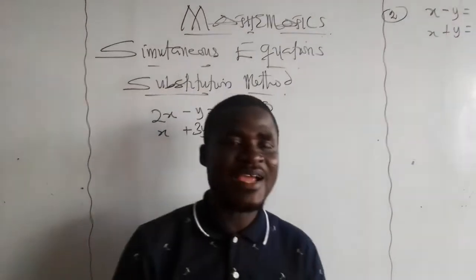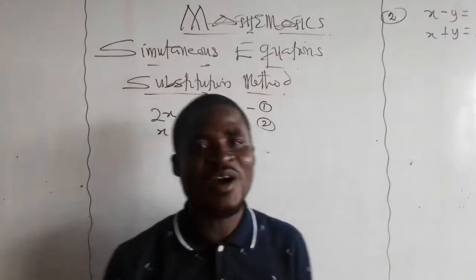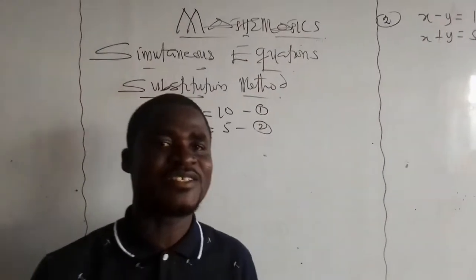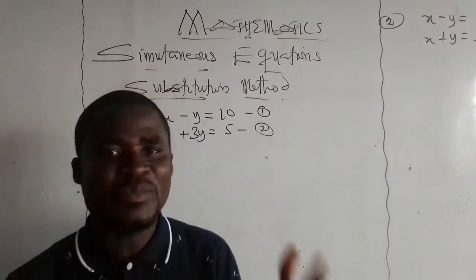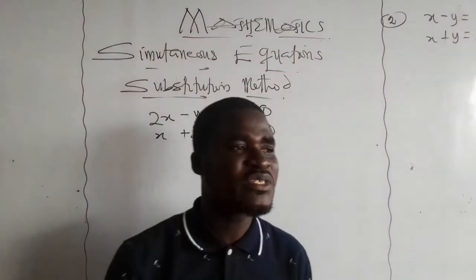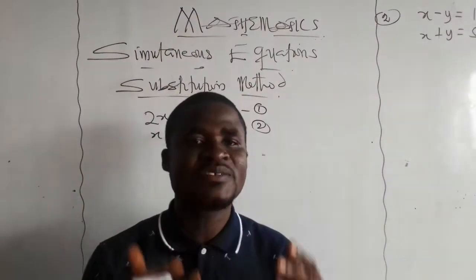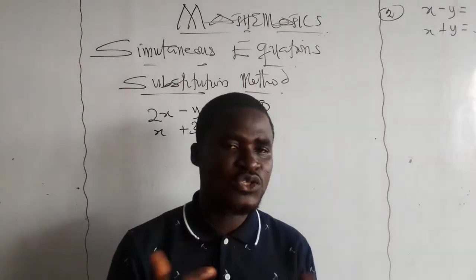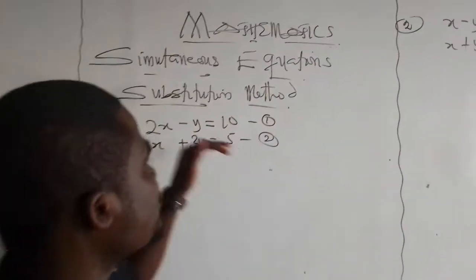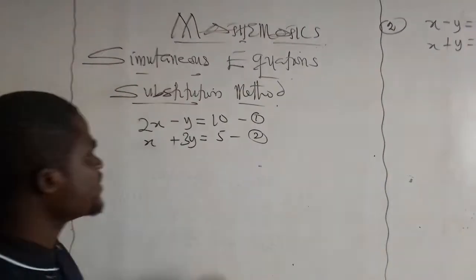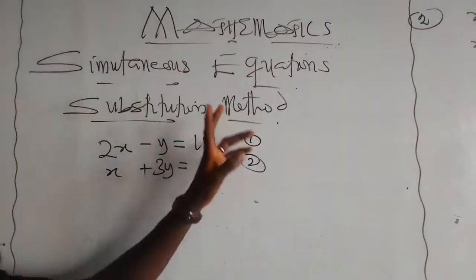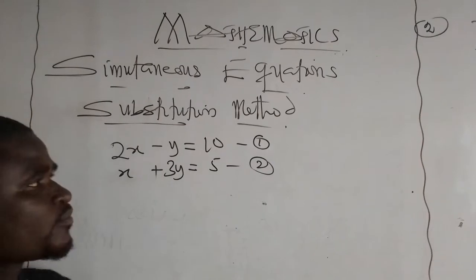Viewers, we are back again to continue our simultaneous equations. In our previous lesson, we learned how to use the elimination method to solve simultaneous equations. Today, we are going to look at the substitution method. Now, we are using the same questions we used in the elimination method.